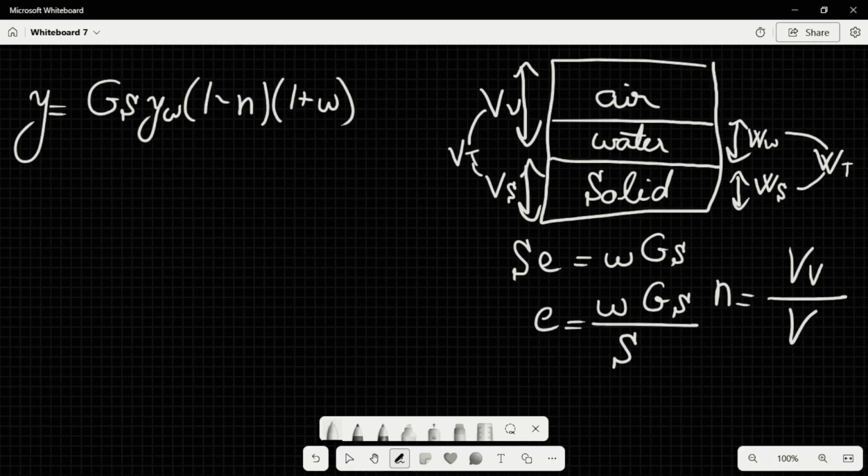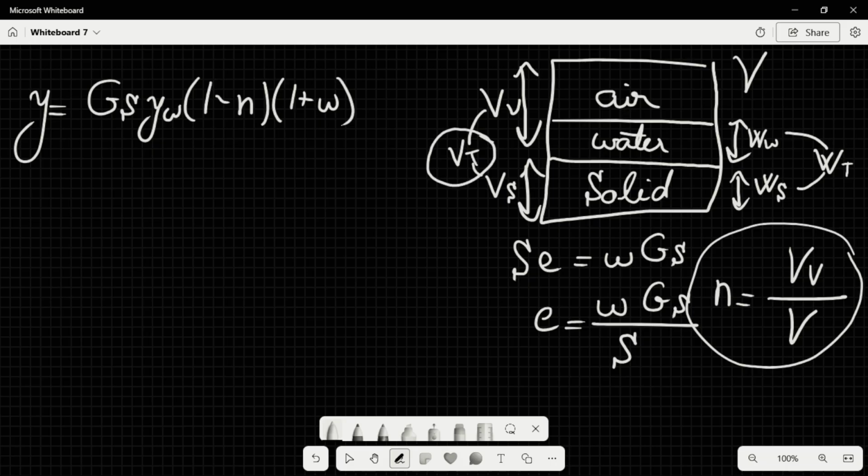All right, so in order to prove the following formula, where the total unit weight is equal to GS times gamma water times 1 minus n times 1 plus the moisture content, we have to make use of porosity. And this time, rather than assuming that Vs is equal to 1 unit, we are going to assume that V, which constitutes the total volume, is equal to 1 unit. So if V is equal to 1 unit, then n is simply equal to the volume of voids.